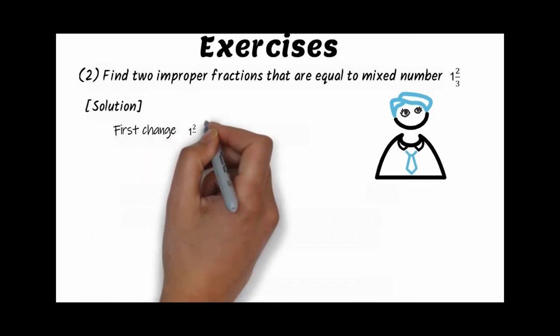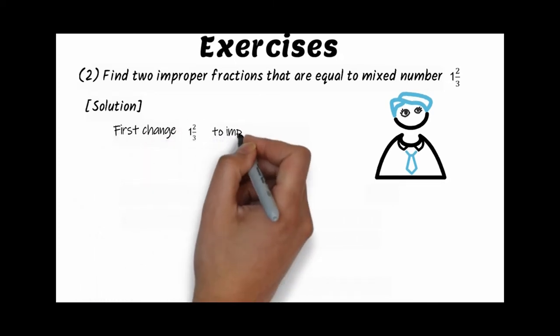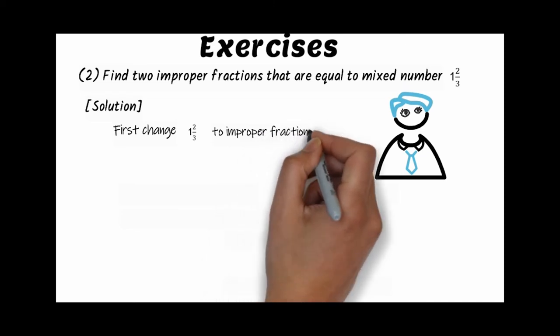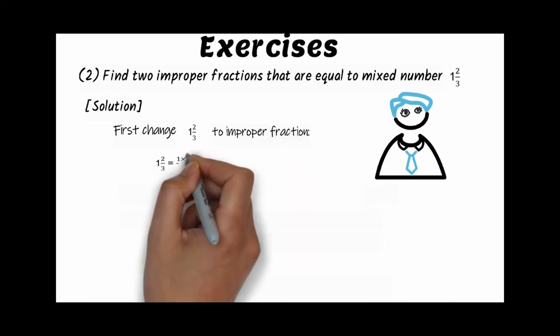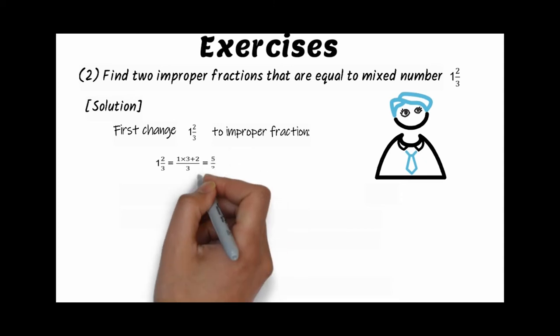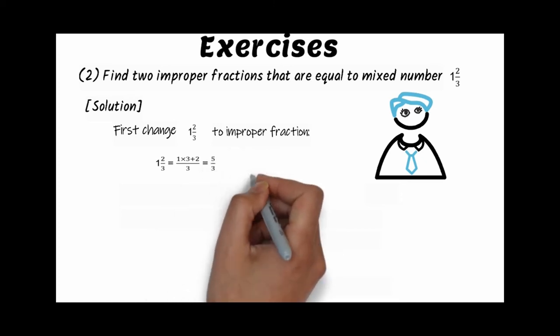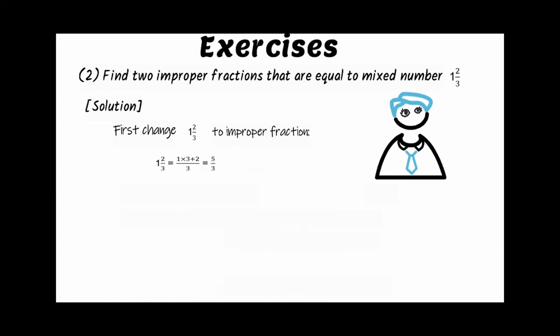So first change 1 2/3 into an improper fraction. Now in that conversion, the denominator of the improper fraction is the same as the denominator of the fraction in the mixed number. So that is 3. And the numerator is going to equal 1, the whole number, multiplied by 3 plus 2, and that's 5. So now we have our improper fraction.